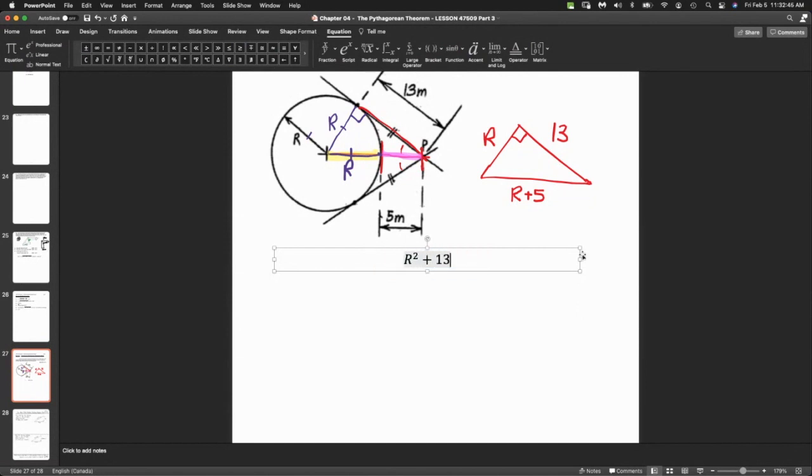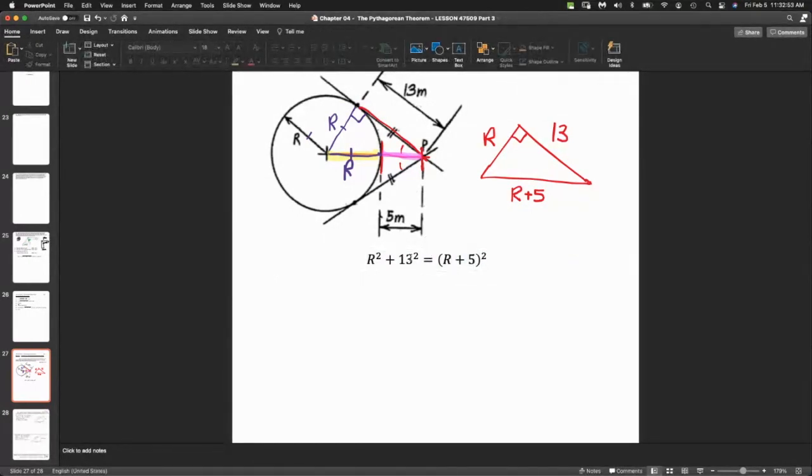So r squared plus 13 squared equals r plus 5 squared. Let's talk about that statement. The longest side on this triangle is r plus 5, and that's the one that goes by itself. So from this point onward, we have an algebra question. This is no longer geometry, and yes, Maha, that is the right answer. I got the same as you.